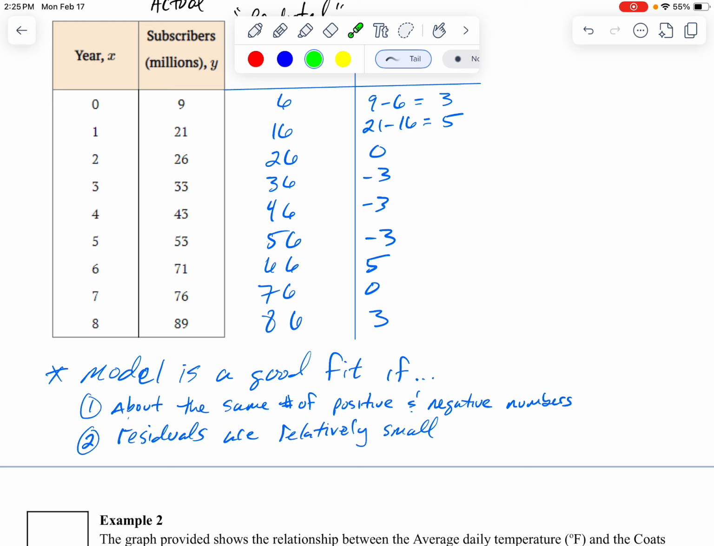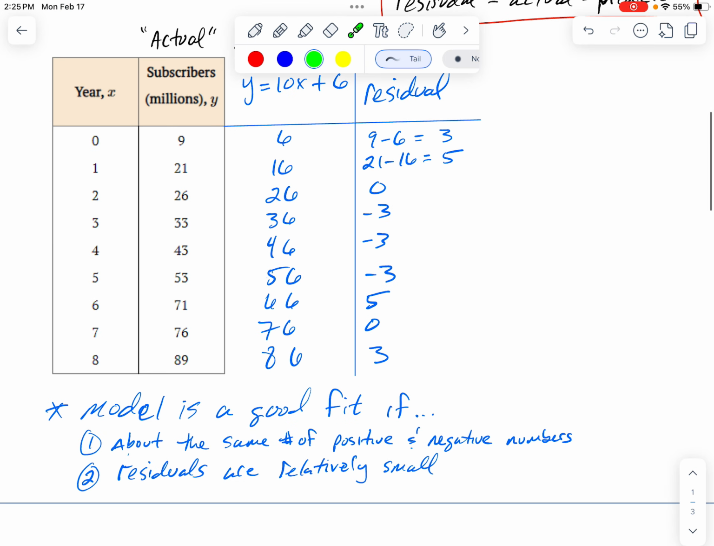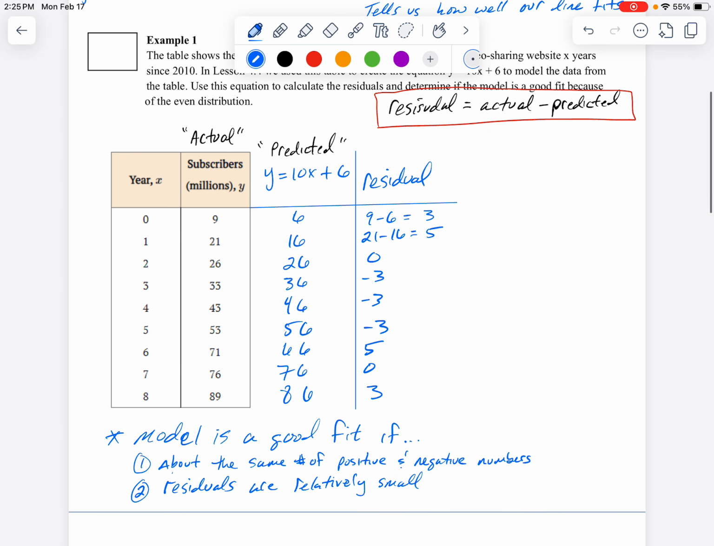So if we look at our data, let's look at first positive and negative. I've got 1, 2, 3, 4 positive numbers, 1, 2, 3 negative, and 2 zeros. So yes, I've got about the same number of positive and negative. Residuals are relatively small. So compared to our data here, are these numbers 3, 5, 0 relatively small? Yes. That means that they're fairly close to that line. So is our model a good fit?